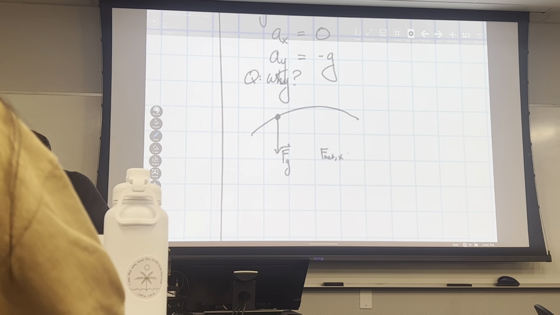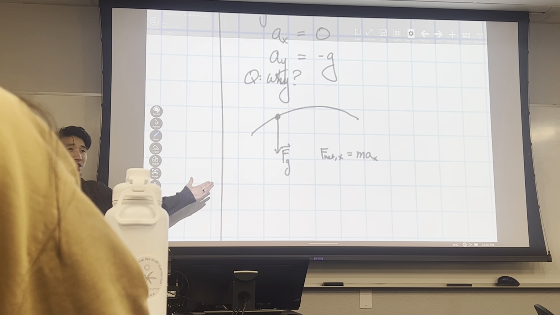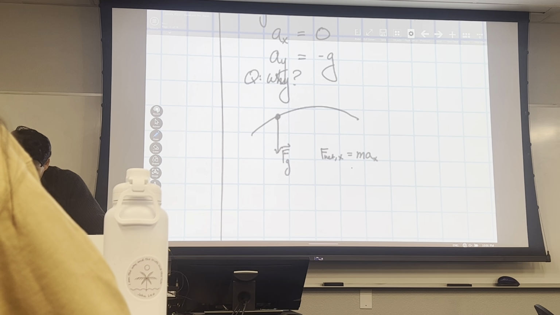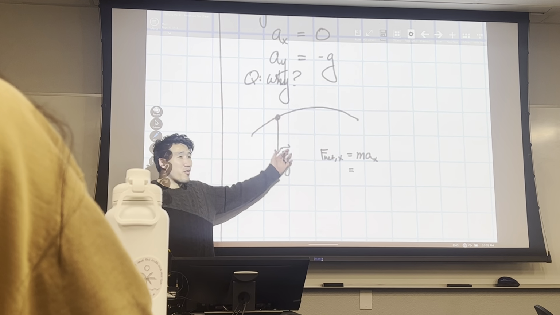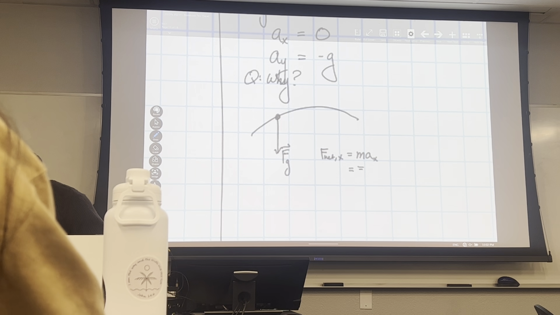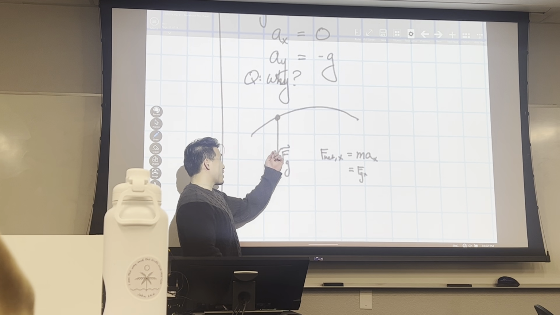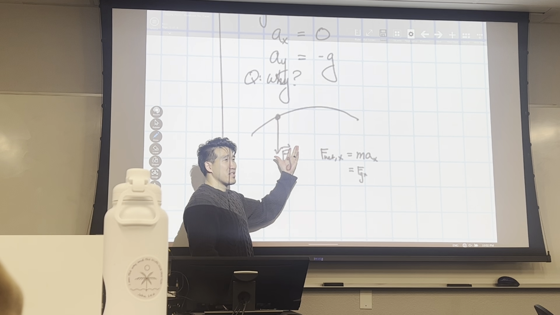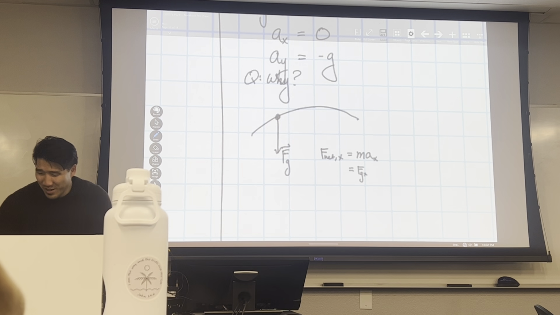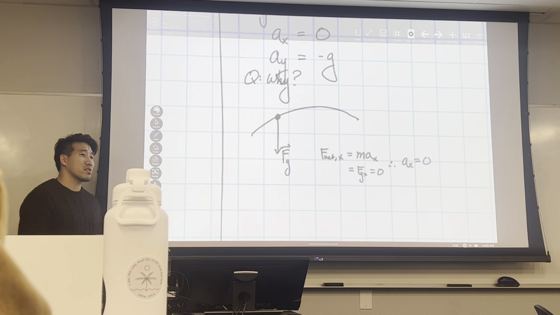The net force in the x direction, according to Newton's second law, is mass times acceleration. Now the force balance will tell us that there's only one force acting on it. That would be the force of gravity. But what is the x component of the force of gravity? 0. Therefore, we know that the acceleration has to be equal to 0 in the x direction.